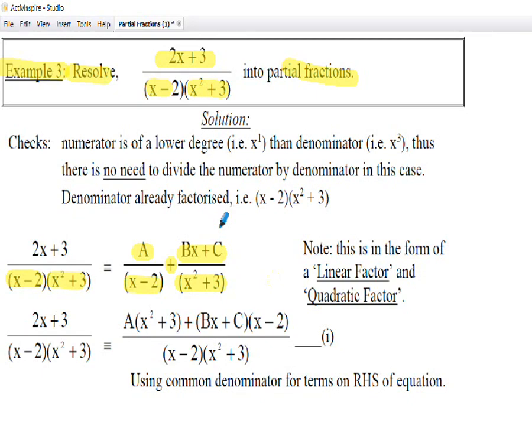To get equation 1, again I'm trying to find common denominators on both sides of the equation, so be careful how you do this. I will need to multiply the a in the numerator by the x squared plus 3, so it will cancel with the bottom term to give me a over x minus 2. And I will have to multiply the bx plus c by x minus 2, so that will cancel with the denominator x minus 2 to leave me with the bx plus c over the x squared plus 3. Again, I encourage you to think through equation 1 and the way we found the common denominators.